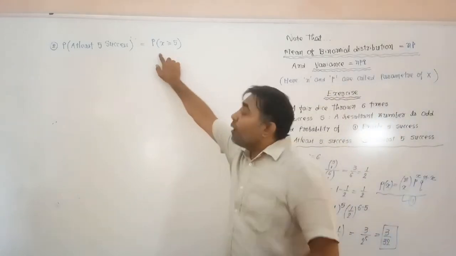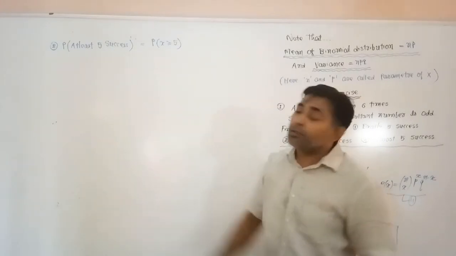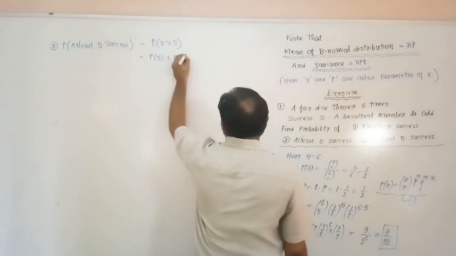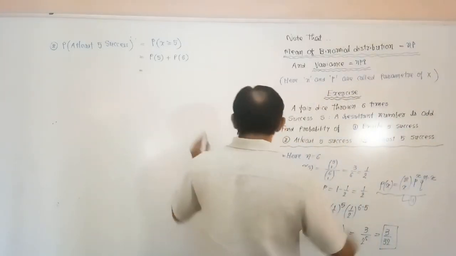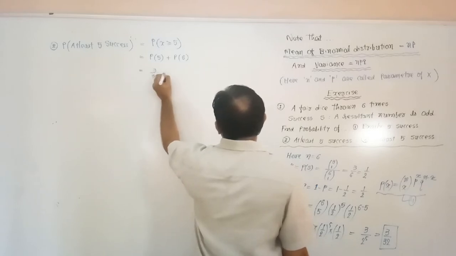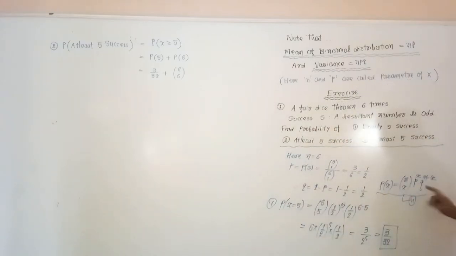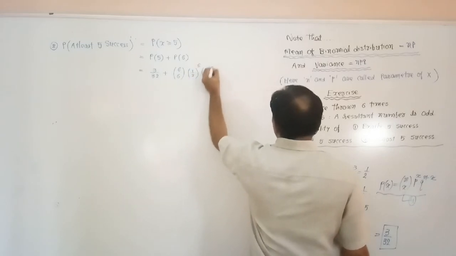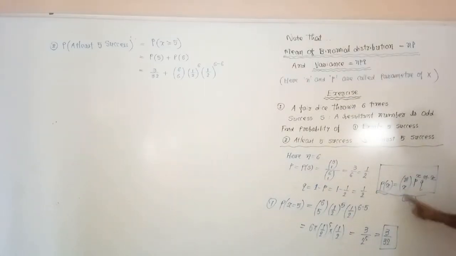I repeat once again, either 5 or more than 5. So probability of 5 plus probability of 6, either 5 times success or all 6 times success. P of 5 we already calculated as 3 by 32, plus probability of getting 6 is 6C6. Here put the value. p means 1/2 raised to 6 into 1/2 raised to 6 minus 6. Just put 6 in place of x. So the question is very easy, you only have to remember the formula and the application of combination.